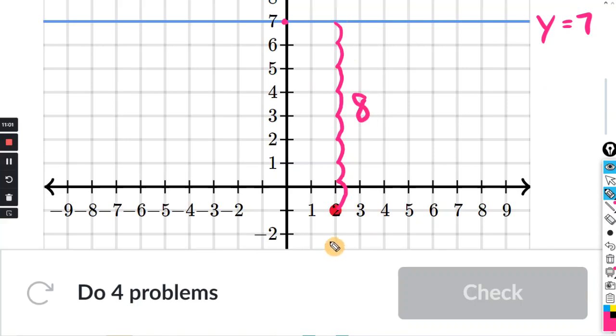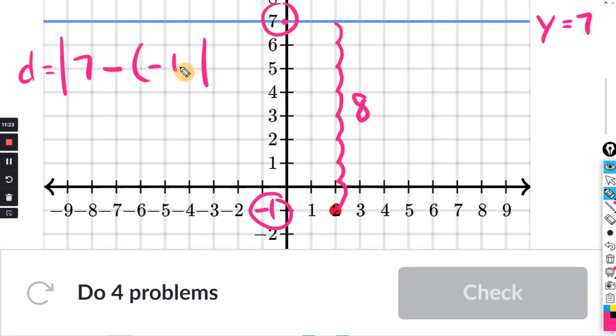Very simple. If you want to do it mathematically, this y coordinate here is negative 1. So if you went from negative 1 to 7, you just subtract and take the absolute value. So 7 minus negative 1, 2 negatives in a row make it positive, and 7 plus 1 is 8. So you can do it mathematically, or you can just count. But when the line is horizontal or vertical, it's very easy.